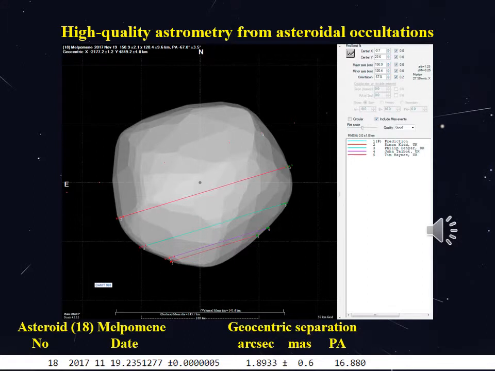And even better was a UK one, where these four observers produce these chords. We've got a shape model as well of the body. They can assume that that's the center point of it. So yet again, there's this incredibly tiny uncertainty there. And in 0.6 milliarc seconds, so what, 60 ten-thousandths of a second.